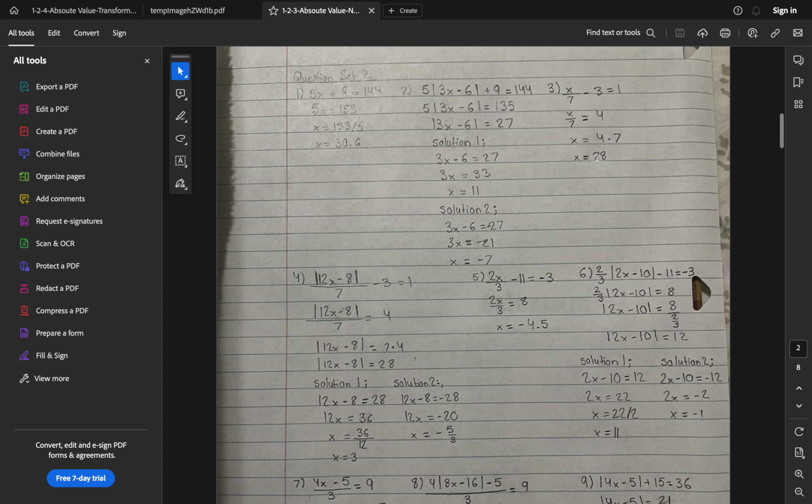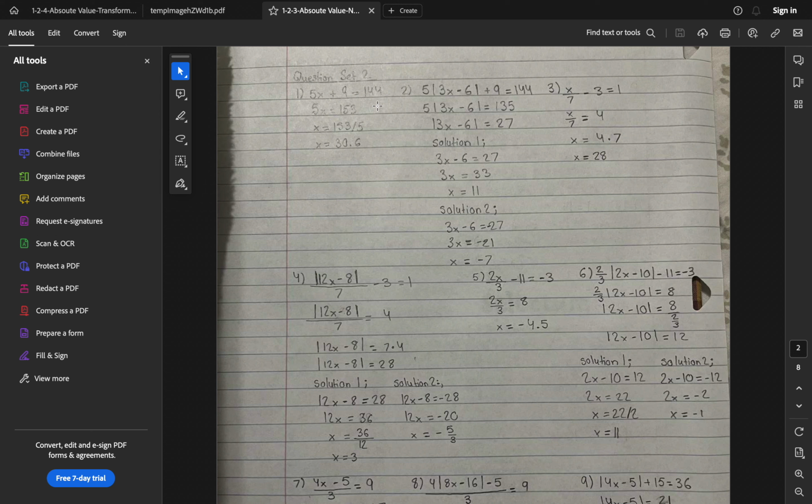Okay, now we're on to question set number 2. So the first question is, we're just comparing normal things. So it's 5x plus 9 is equivalent to 144. So rearrange so the 9 goes on the other side. All right, and we get x is equal to 30.6.